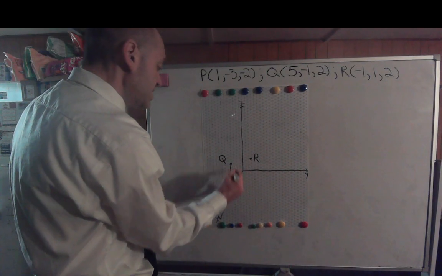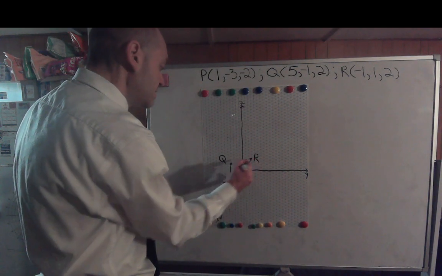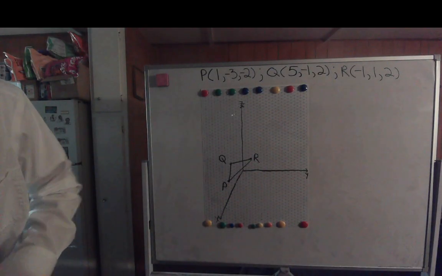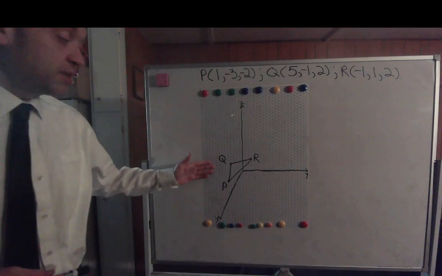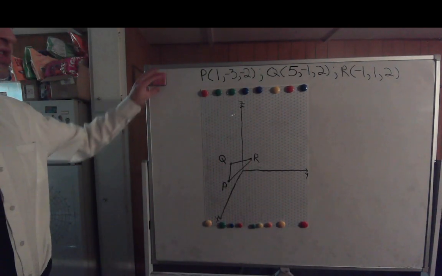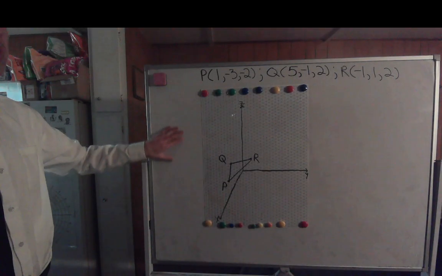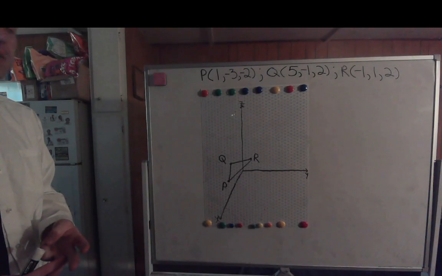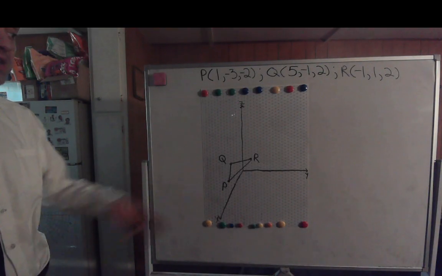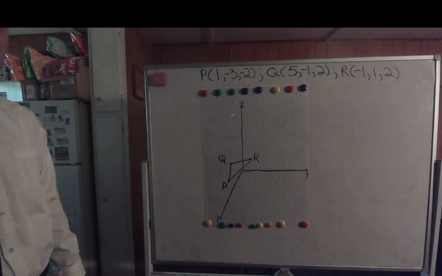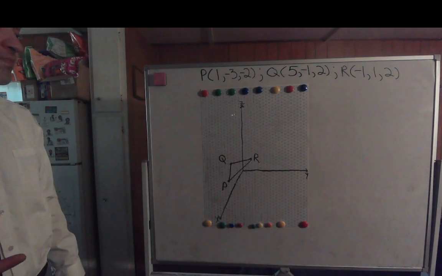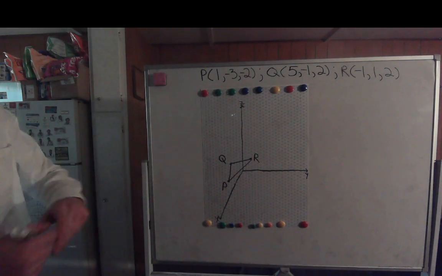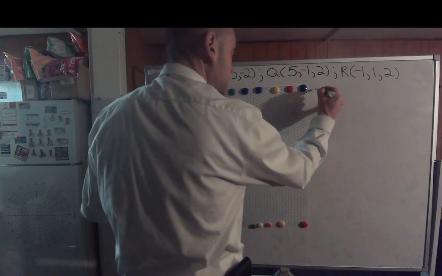So now I'll just connect my vertices, and we will have a triangle in space. What do you know? We have a triangle in space. So how are we going to determine whether it's isosceles, scalene, or right? Well, we're going to have to find the length of each side, which means the distance formula. So a good place to start, I'm going to say, is PQ. Let's start with side PQ.